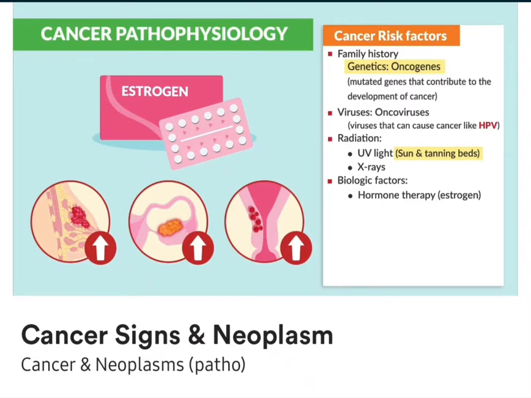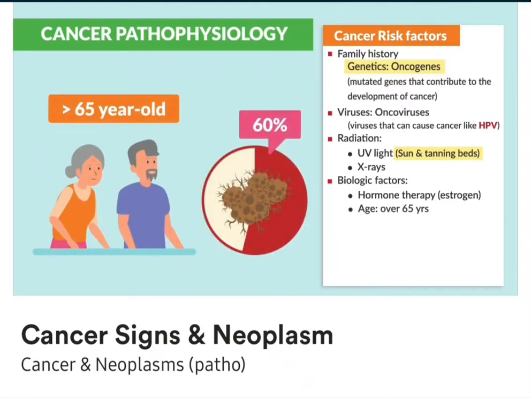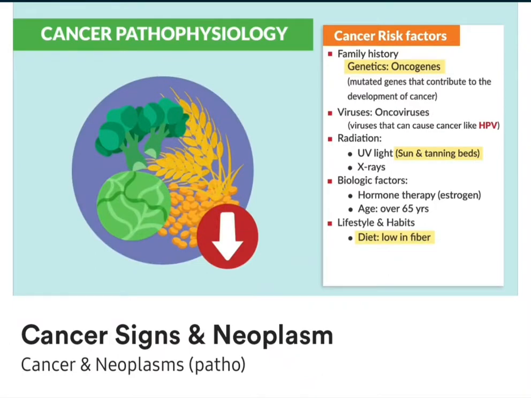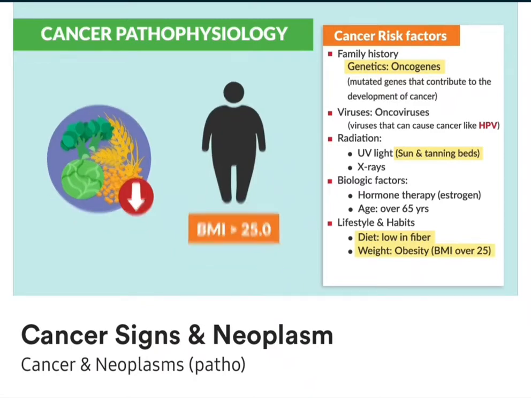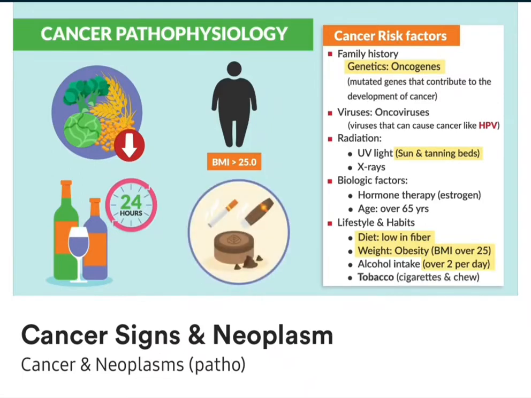Now, age also plays a factor. So over 65 years old, 60% of cancers occur with clients over this age. And lastly, we have lifestyle and habits. So a diet low in fiber, like low veggies, like broccoli and cabbage, and also low grains, as well as increased weight, obesity, a BMI over 25. Be sure to write that one down. BMI over 25. Big risk factor here. Another is alcohol intake, over 2 drinks per day. And a last one, as everyone knows, tobacco, basically cigarettes and chew, but even cigars too.